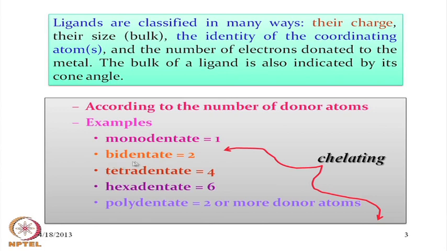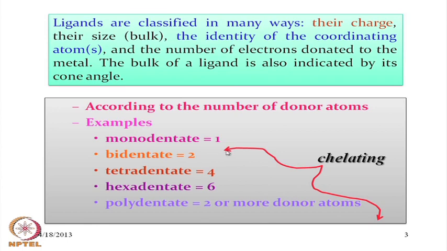We can also have a tridentate ligand, because most useful tridentate ligands are known. Then we can have the tetradentate ligand with 4 points of attachment, and the hexadentate ligand with 6 points of attachment. These ligands can also be termed polydentate when we have 2 or more donor atoms within the one ligand system. So, they basically coordinate to one particular metal center from 2 different points.